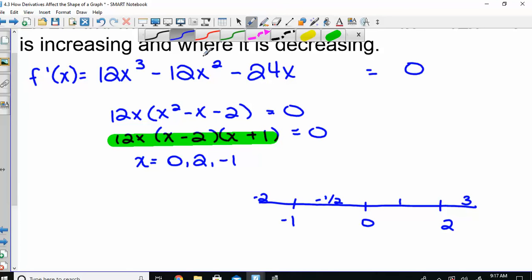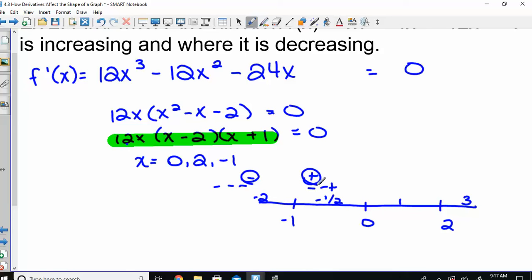If I plug a negative 2 in, negative 2 times 12 is negative. Negative 2 minus 2 is negative. Negative 2 plus 1 is negative. If you multiply 3 negatives, you get a negative. If you put in negative 1/2, 12 times negative 1/2 is negative. Negative 1/2 minus 2 is negative. Negative 1/2 plus 1 is positive, so this section is positive.